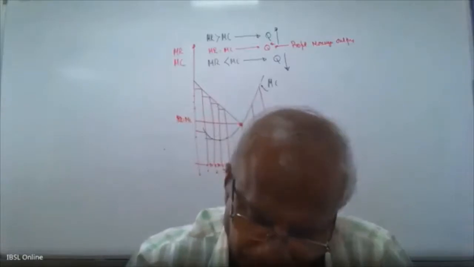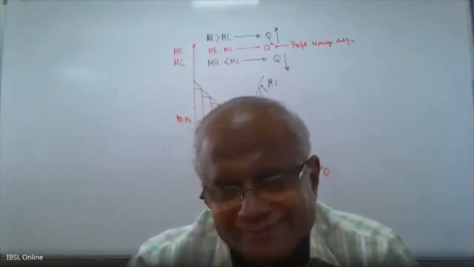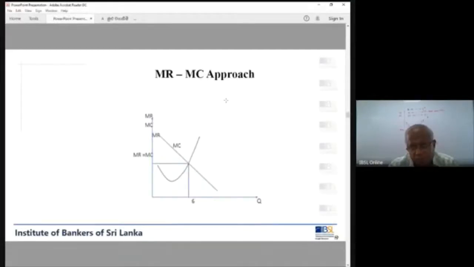So we said there are two approaches to decide the profit maximizing output. In the TR-TC approach, the profit maximizing output is determined by the point where profit is maximum, very simple and direct. In the MR-MC approach, the profit maximizing output is determined by the point where MR equals MC. If MR is greater than MC, we recommend the firm increase the output. If MC is greater than MR, we recommend the firm decrease the output, cut down the output. If MR equals MC, we recommend the firm don't change the output. At that output, your total profit will be maximized. Right? Very simple, very interesting calculation.